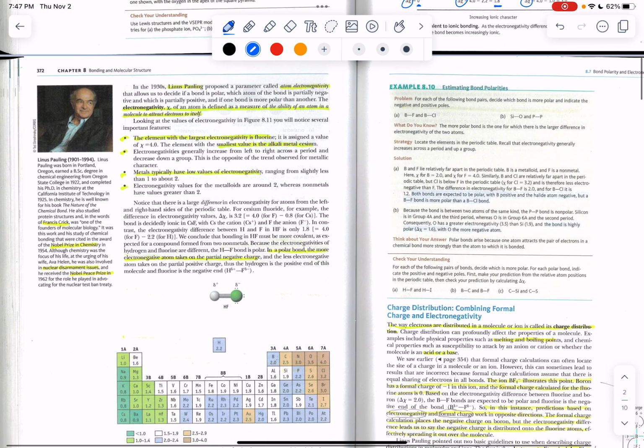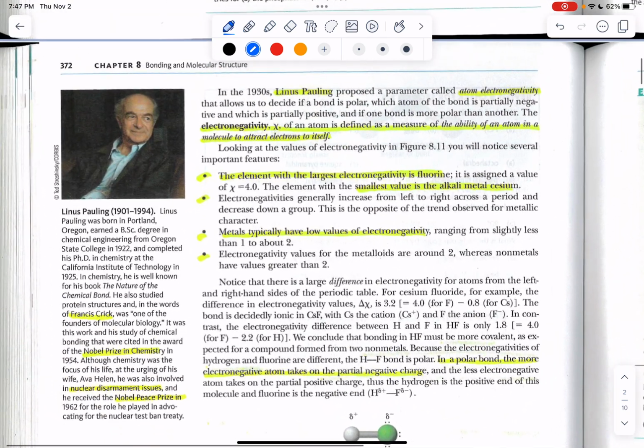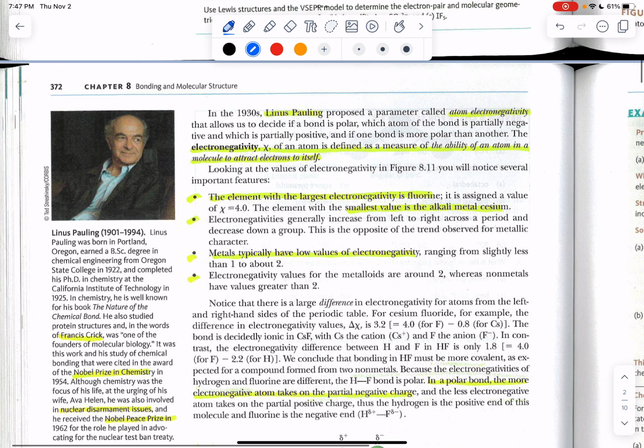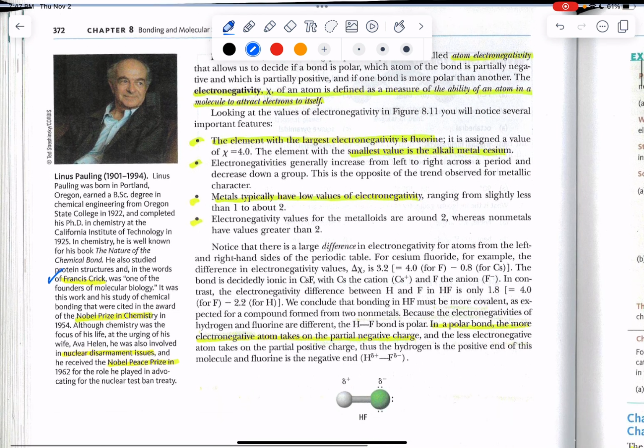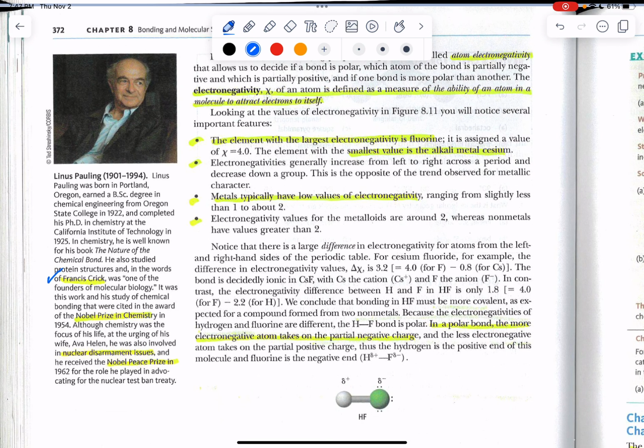Now, when we come over to the next page, 372, we see a nice picture of Linus Pauling. We'll mention him a little bit, that he studied with Francis Crick of the Watson and Crick fame of the DNA structure, first elucidated back in 1953. Both Francis Crick and James Watson were, let's just say, not the nicest of people. Both of them were also pretty sarcastic towards anything having to do with God or theism.